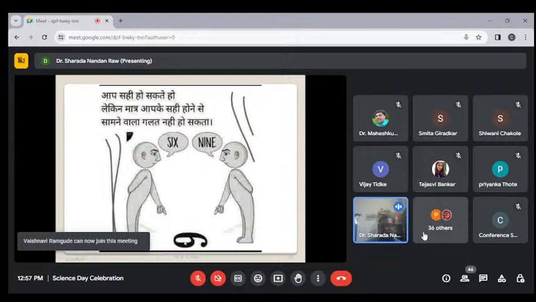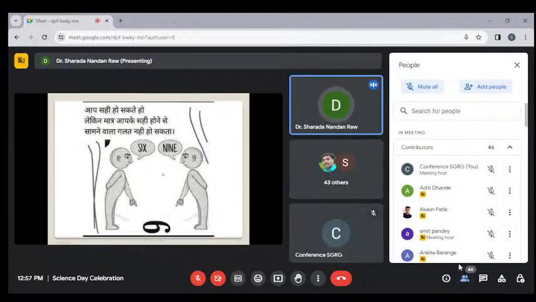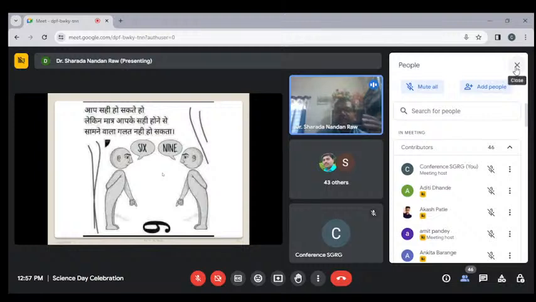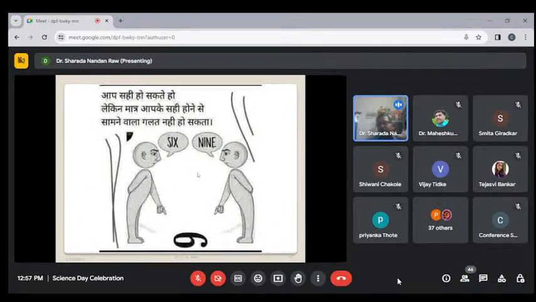This is the 6 or 9. One face is represented as 6, another face is represented as 9. So both can be right. It depends on which side you see an object from. These things also happen in mathematical modeling.